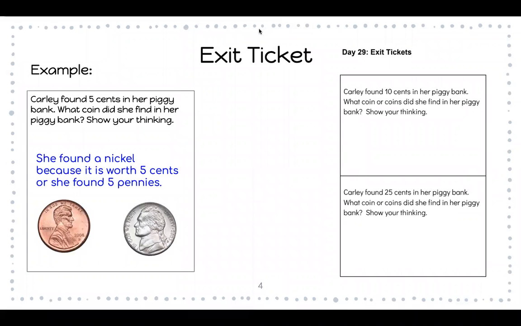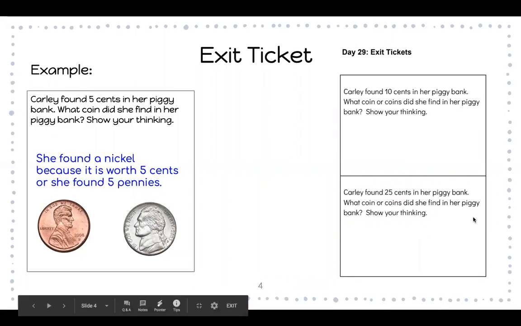Now, your exit ticket. I have created an example of an exit ticket to help you fill out yours. My example says, Carly found 5 cents in her piggy bank. What coin did she find in her piggy bank? Show your thinking. If she found 5 cents, I know that a nickel is worth 5 cents. So she found a nickel because it is worth 5 cents. However, she could have also found 5 pennies because a penny is only worth 1 cent. So I explained it in writing.